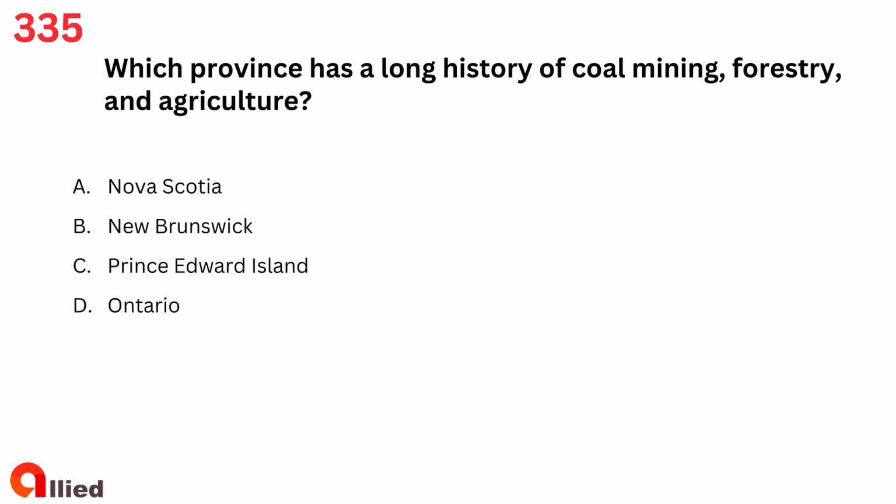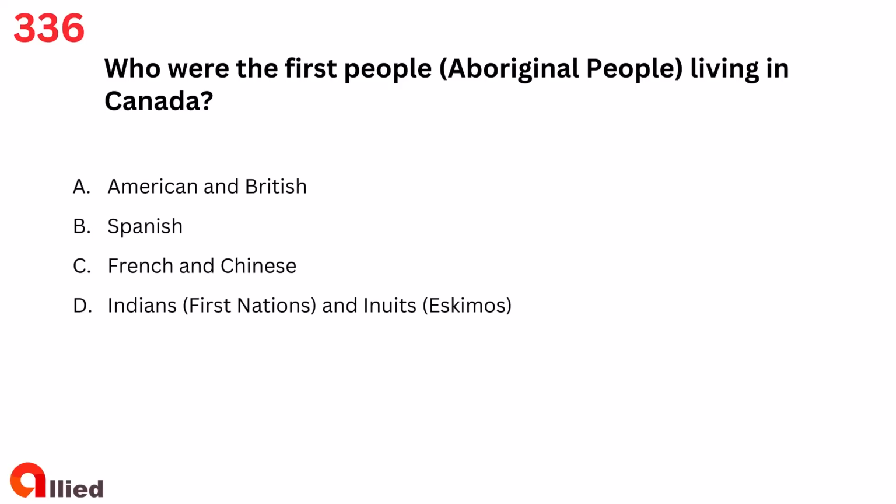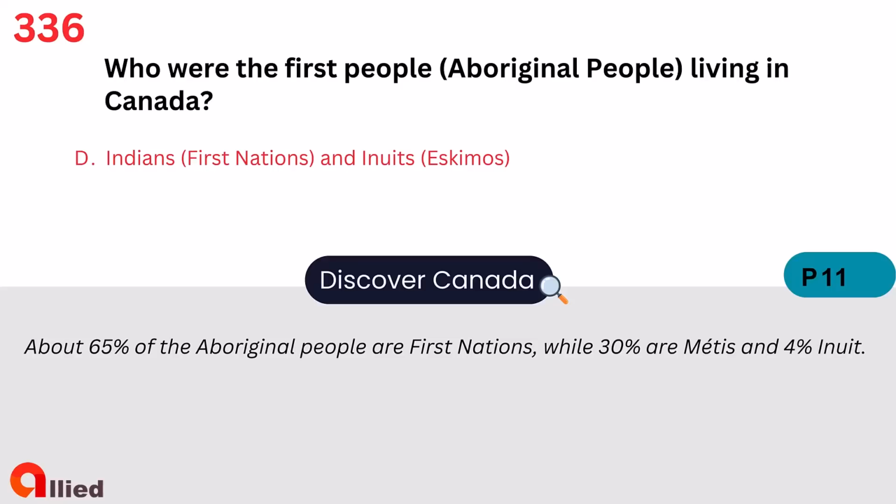No one. Question 335. Which province has a long history of coal mining, forestry, and agriculture? A. Nova Scotia. B. New Brunswick. C. Prince Edward Island. D. Ontario. The answer is A. Nova Scotia. Question 336. Who were the first people, Aboriginal people, living in Canada? A. American and British. B. Spanish. C. French and Chinese. D. Indians, First Nations, and Inuits, Eskimos. The answer is D. Indians, First Nations, and Inuits, Eskimos.